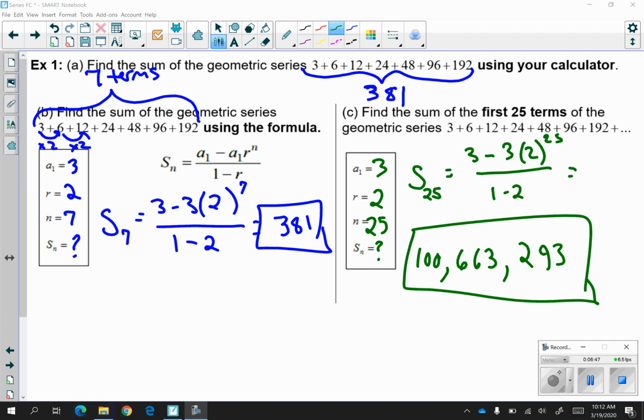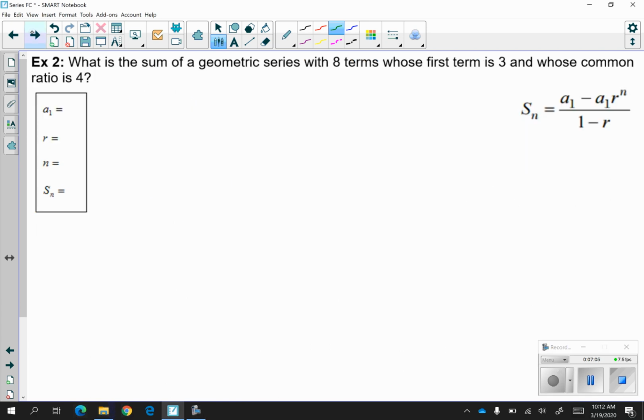Also, keep in mind that if you have a negative first term, you're going to want to use parentheses around that in your calculator. Anytime you have a negative term or inputting a negative value into a formula, always put parentheses around it to be safe.